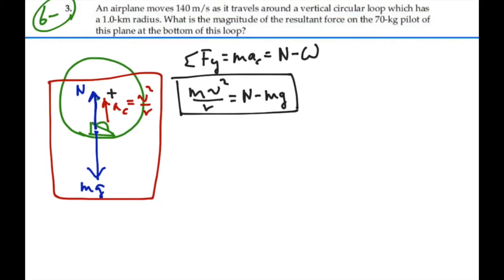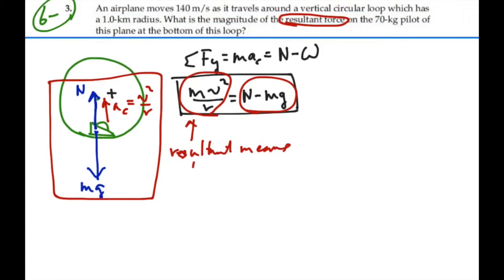But we noticed one thing in this problem. It said, what is the magnitude of the resultant force? It's not asking for the normal force or the weight. It's asking for the resultant force, the net force. Well, the net force would be the sum of all these forces together, either N minus mg, or equivalently, mass times acceleration on the left-hand side. That is our net force. So in other words, resultant means net force, our net force on the pilot.